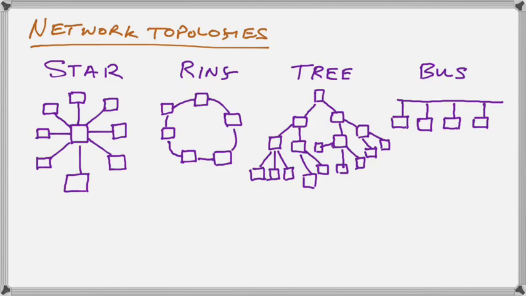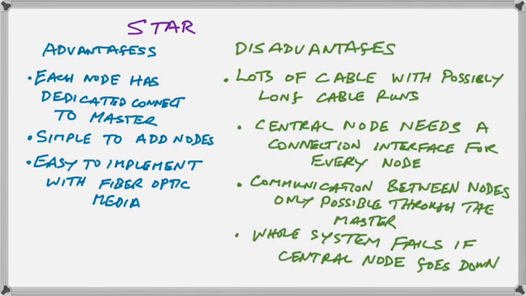Now, each method of connecting them together is going to have certain advantages and disadvantages. Let's start with the star. What are the advantages of the star? Well, each node has a dedicated connection to the master, so it's a centralized system. It's very simple to add additional nodes or computers. It's easy to implement with fiber optic cables, but it has some disadvantages.